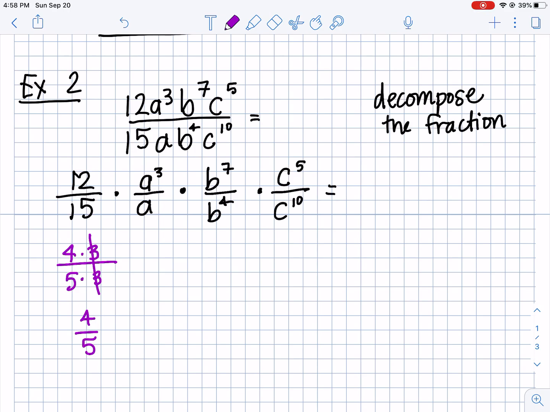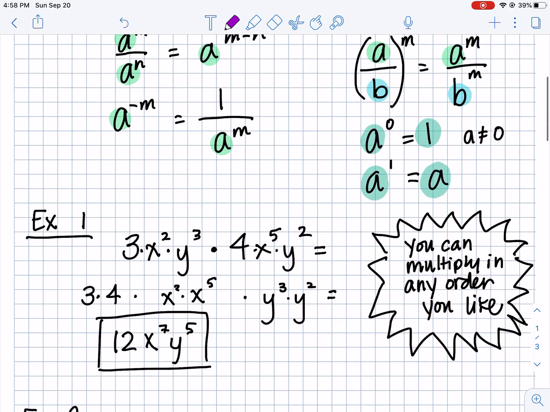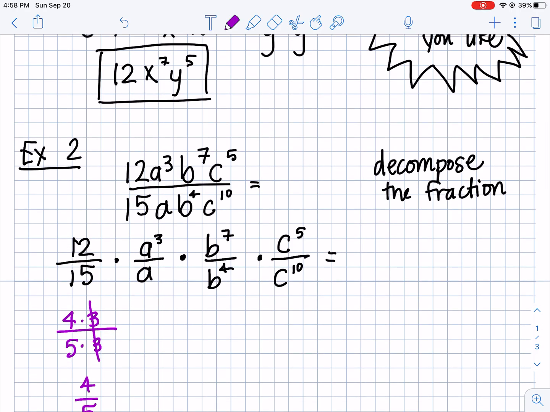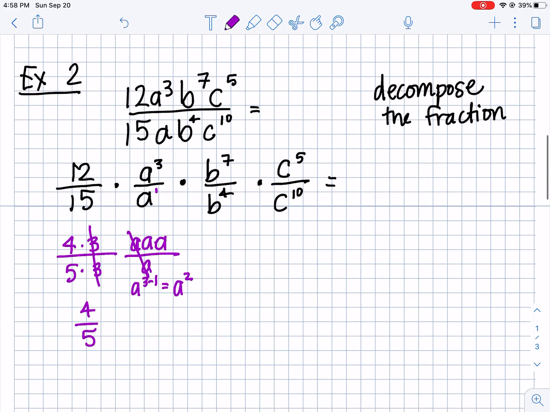Okay, now I'm going to look at a to the 3rd over a, and you may recall this rule here. Any number to the 1 is that number. We don't always express that 1, so this is really a to the 1. Now you can think about these a's expanded out, a times a times a over a, and those a's cancel. Or you can think about this as a to the 3 minus 1, which is a squared. In either case, you get a squared. So the second part of our problem is a squared, or a squared over 1.